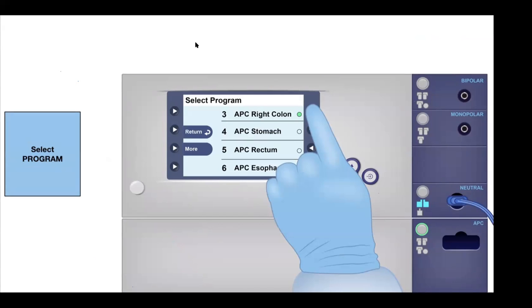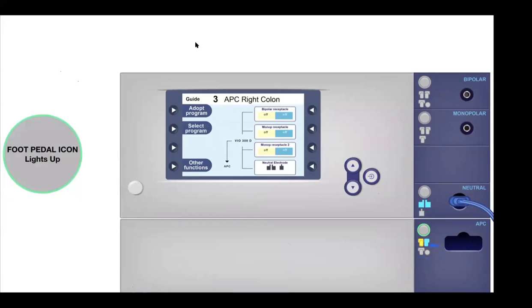And here is the angioectasia in the cecum. So you say, I want to select the APC right colon. So you press the button here, and then what happens is, as you can see, before you press the button, the APC electrode area has not lighted up. Once you press this, this one will light up. So once you press that, the foot pedal icons will light up.